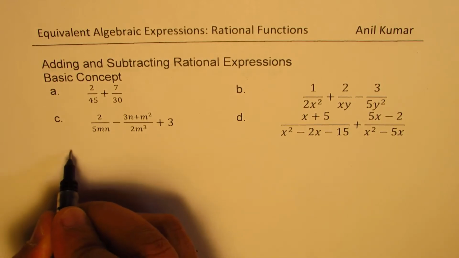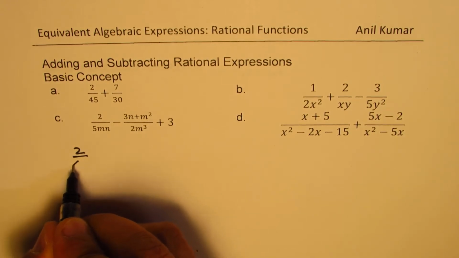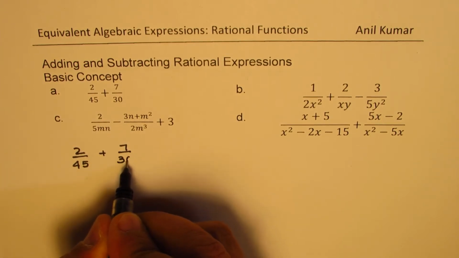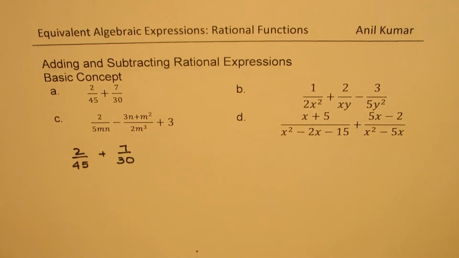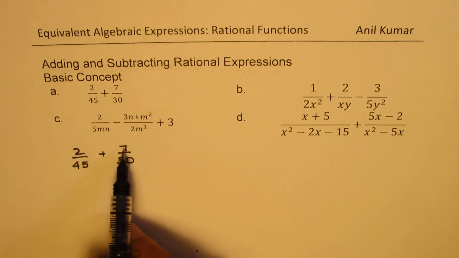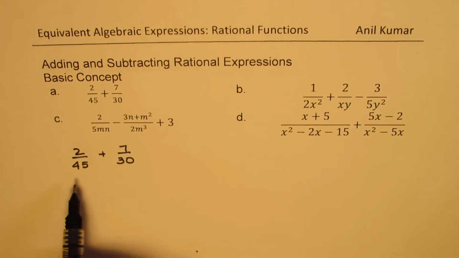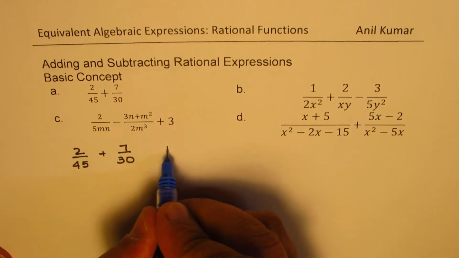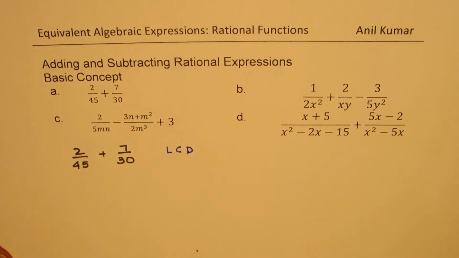So let's begin with the very first one, which is 2 over 45, and we want to add 7 over 30. Now these are rational numbers where we have ratio of integers, right? One integer over the other integer, and we need to add them. So the concept here is basically to make common denominator, right? So the first step which we look into in such cases is to find the lowest common denominator, right? So we are looking for lowest common denominator.